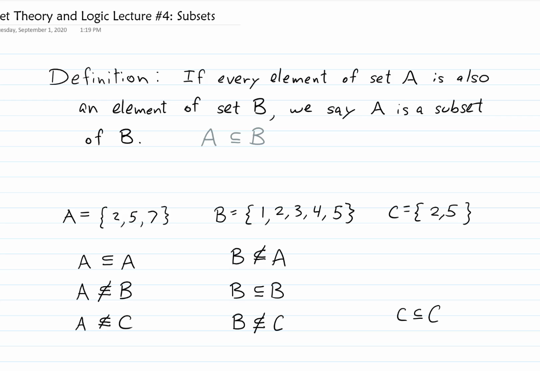Is it a subset of A? Let's check. 2 is in C, and it's also in A. 5 is in C, and it's also in A. So everything that's in C is also in A. So C is a subset of A. Okay? What about C with B?